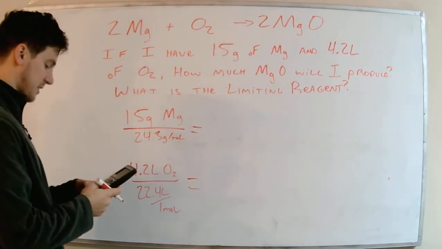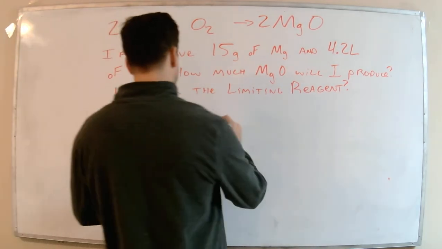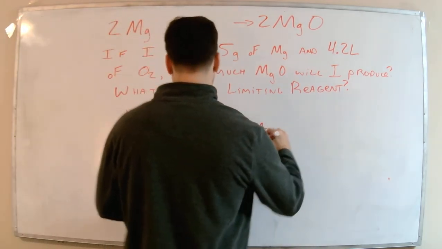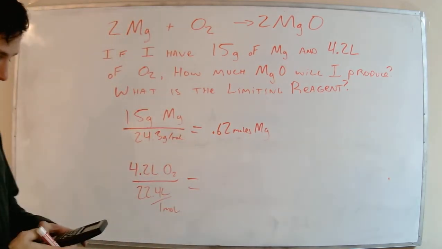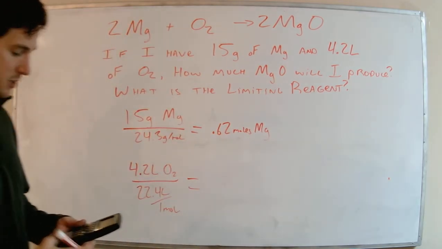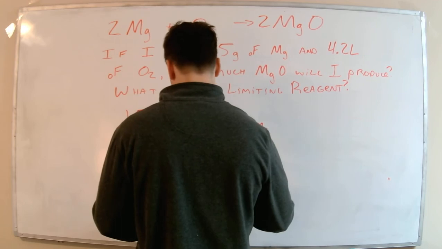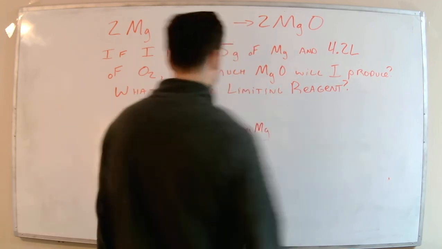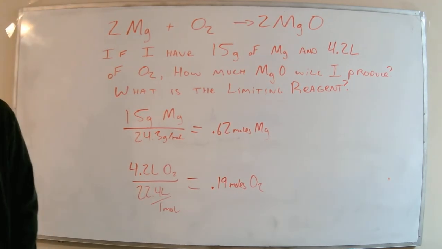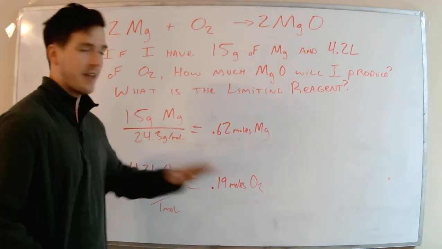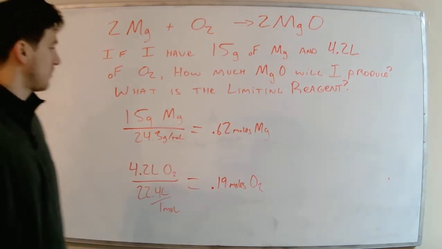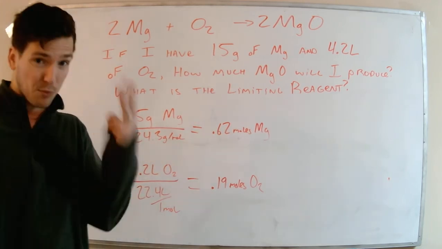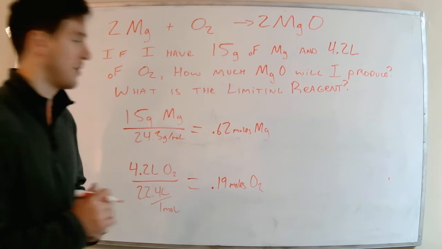So I'll take 15 divided by 24.3, and I get 0.62 moles of magnesium. Here I got 4.2 liters of oxygen. I divide by 22.4, and I get 0.19 moles of O2. And you might say, limiting reactant time? No, okay? They're not the same moles of the same type of element or compound. They're different. We got to do step 3 first, which is mole ratio.